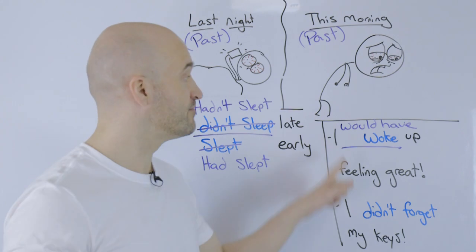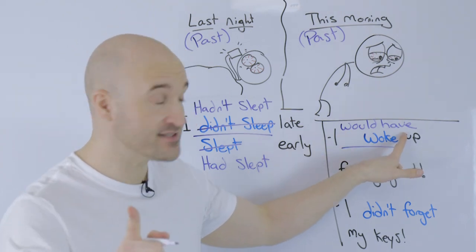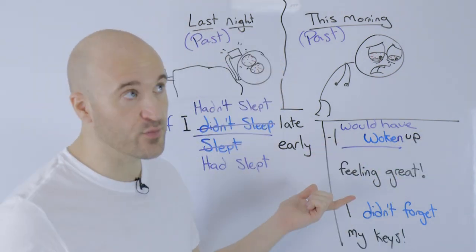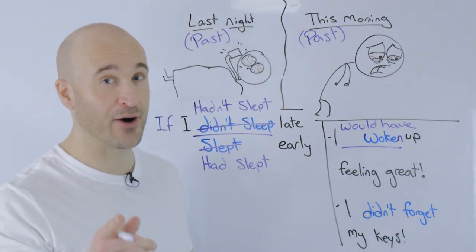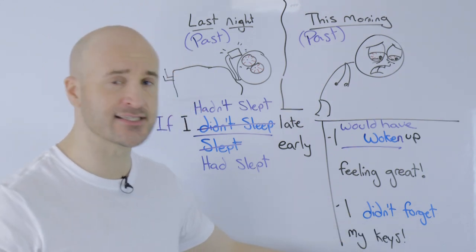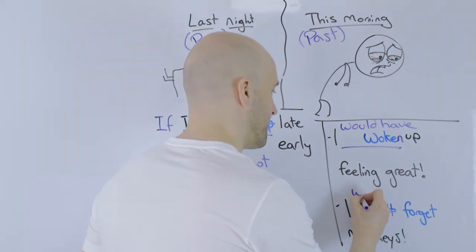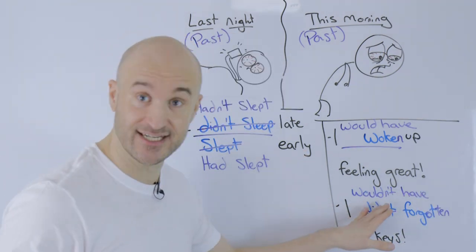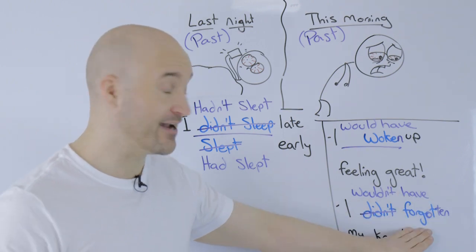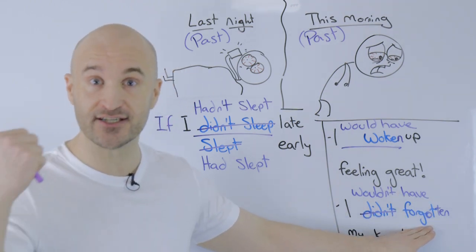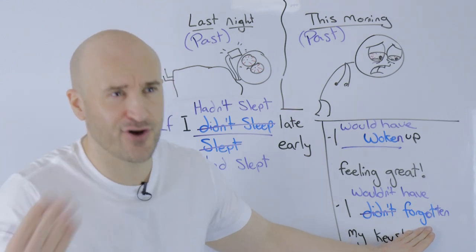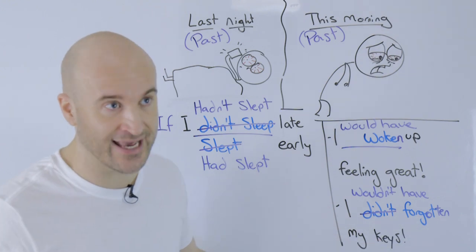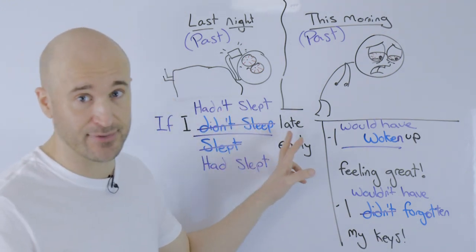For a past result, would have, plus the verb 3. Wake, woke, woken. I would have woken up feeling great. How about a negative? I didn't forget my keys. What changes? Again, it's past and a negative. So I wouldn't have, and a verb 3. So forget, forgot, forgotten. I wouldn't have forgotten my keys. Whole thing together: I wouldn't have forgotten my keys if I hadn't slept late.